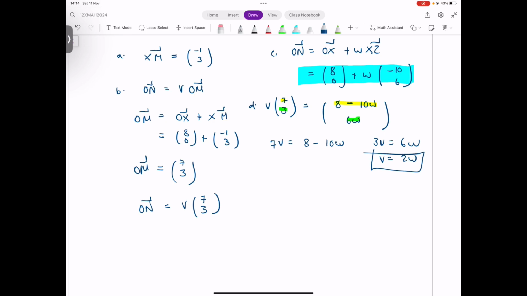So if we substitute that back into our original equation, we get 7 times 2 is 14W equals 8 minus 10W, which means 24W equals 8, and W is 1/3. Now that would make V 2/3, by substituting that into V equals 2W.